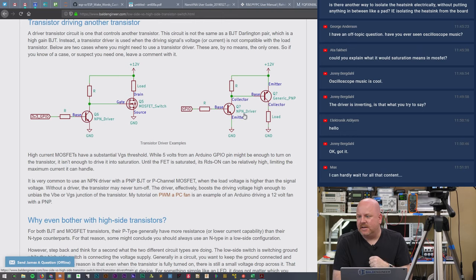George says, have you ever seen oscilloscope music? I don't think so. I have an idea what that means, but if you send me a link on Twitter or Discord to what you're talking about, then I can take a look at that.